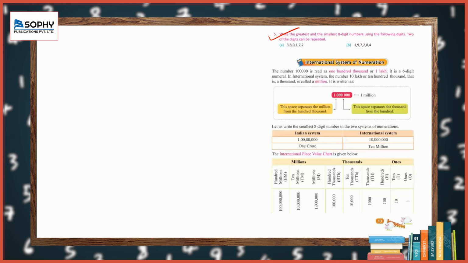In this one, we have to write the greatest and the smallest 8-digit numbers using the following digits. 2 of the digits can be repeated. So the smallest will be, very good, students, 100123778. The greatest will be 88773210.